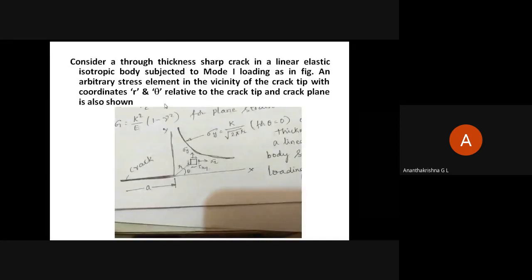Next, Irwin assumed that there is a crack present, and the R and theta coordinates are taken. You can assume a circle around this crack tip. The R and theta coordinates mean it won't travel only in the x direction or only in the y direction; around this crack tip we can have a radius, and the crack can go at any angle. That's why we take R and theta coordinates. Then we consider a small elemental piece in the crack zone and calculate sigma x, sigma y and tau xy, which depend upon R, theta and the stress intensity factor K.